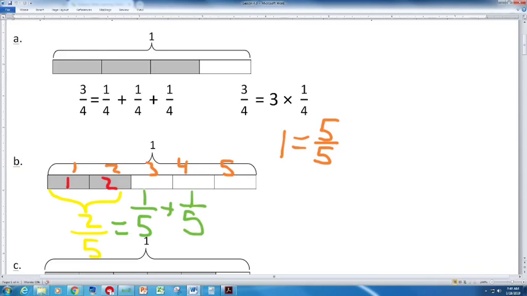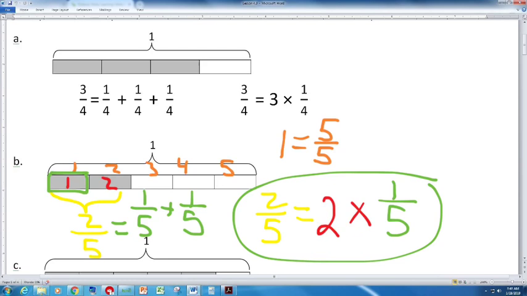Now to do the multiplication problem, we can say, okay, 2 out of 5 is equal to shaded boxes out of the total 5. 2/5 is equal to, how many shaded boxes do we have? We have 1, 2, so we have 2 times 1 box, we have 2 of these boxes, and each box is worth 1 over 5, and that's your final answer.